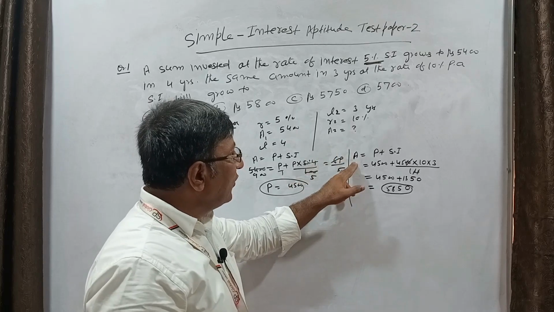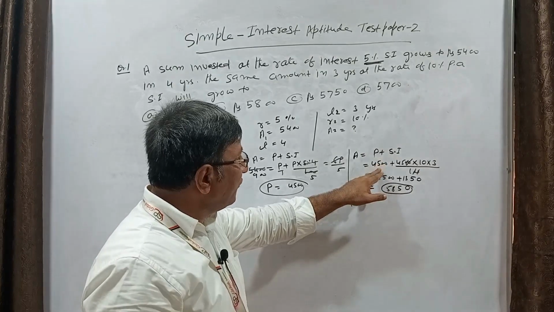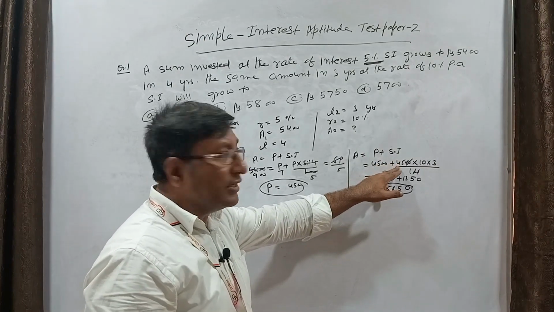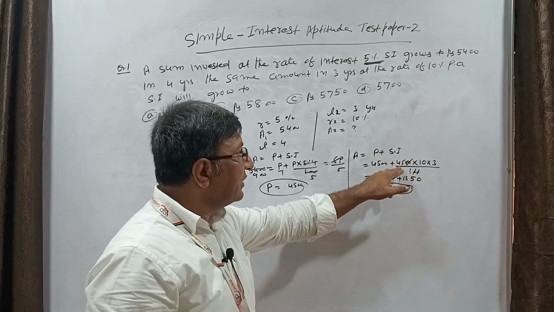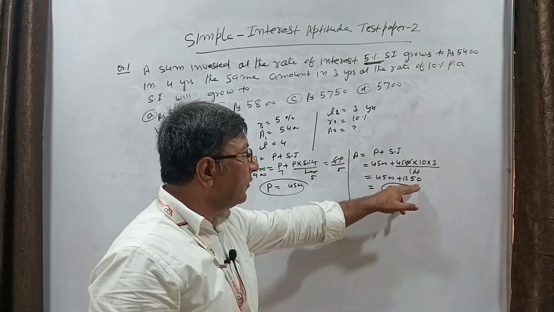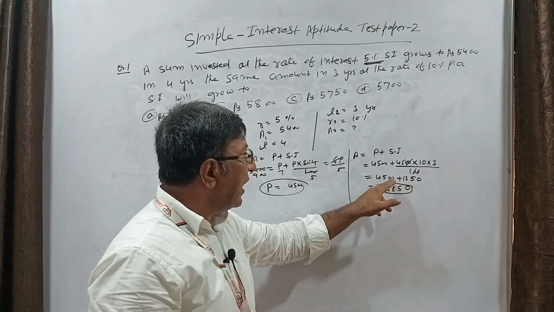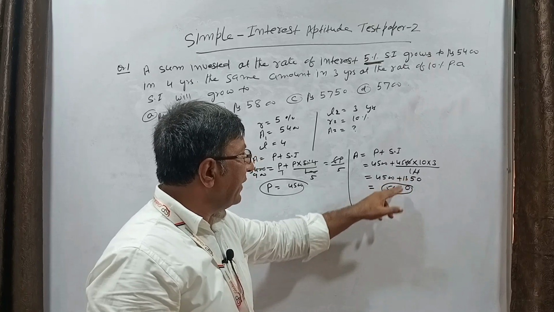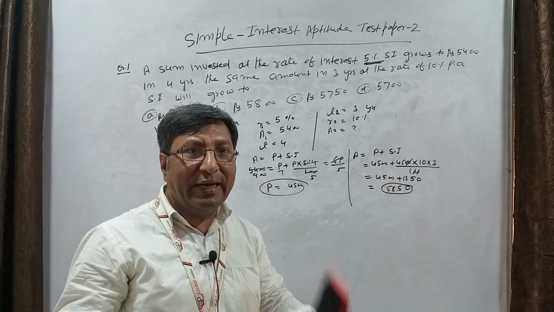So amount equals what? Principal plus simple interest. So principal is 4500 and the simple interest formula is P into R into T by 100. So this is what? 1350. When we add this number, we will get what? 5850. So 5850 is our correct answer.